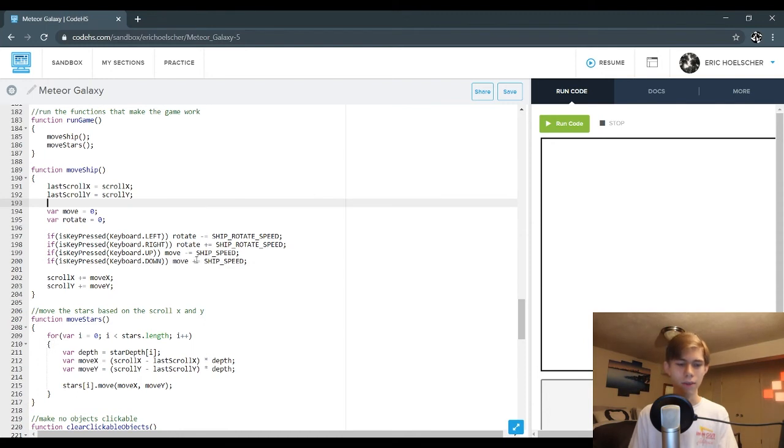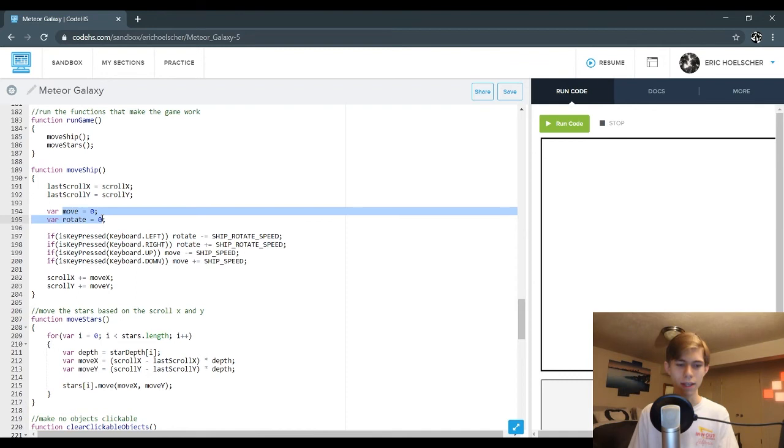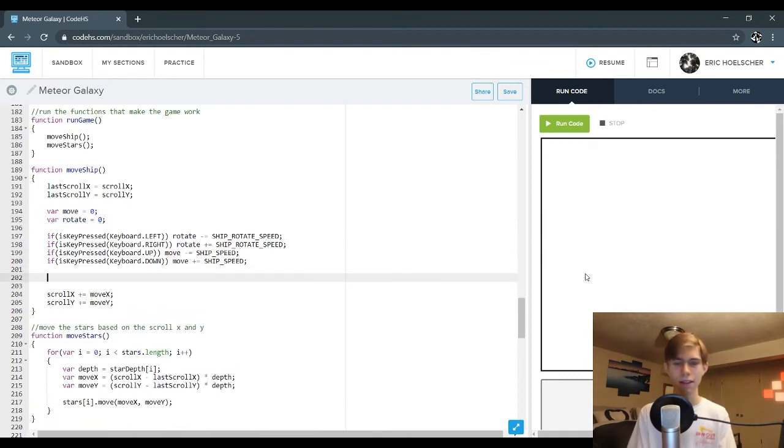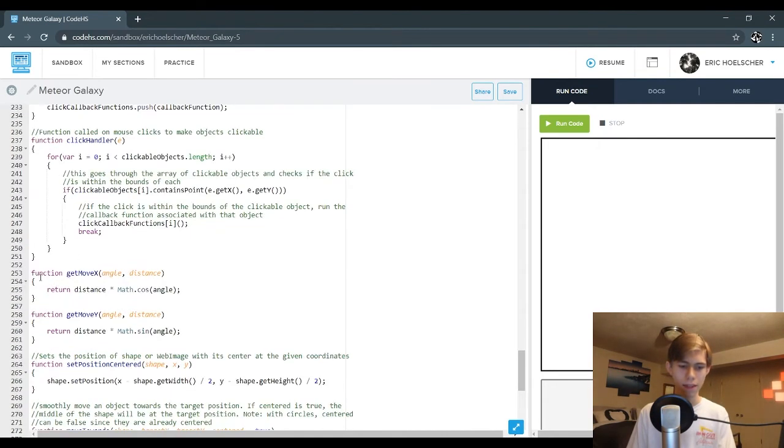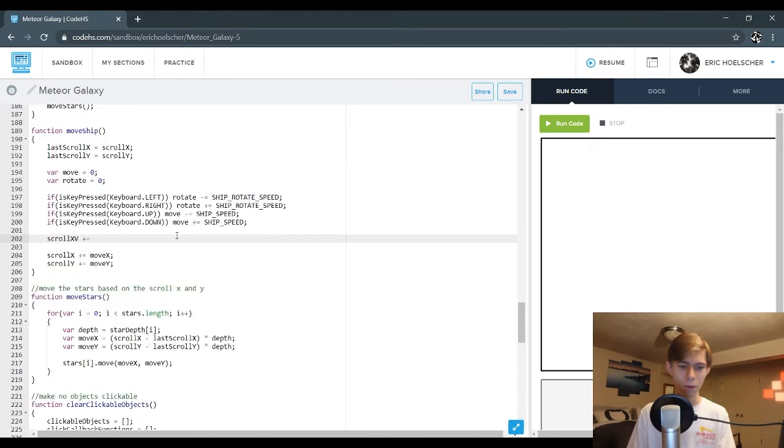Okay, so now that we got those set up, we can start modifying the velocities based on how move and rotate have been changed with the keys. So first, let's look at the scroll X velocity and scroll Y velocity. For scroll X velocity, we're going to use the methods that we wrote a bit ago, the get move X and get move Y. So for scroll X velocity, we add get move X, and the angle we're going to give it is the ship rotation.